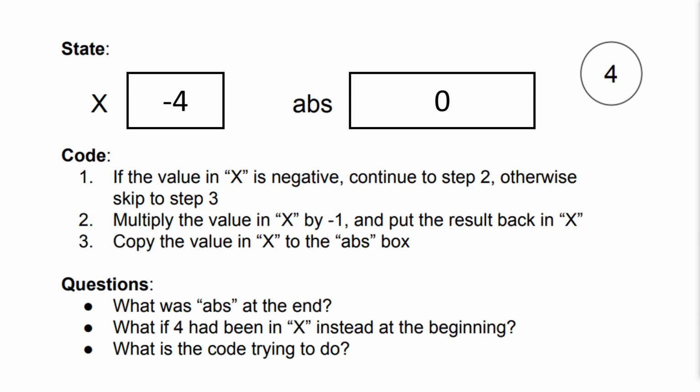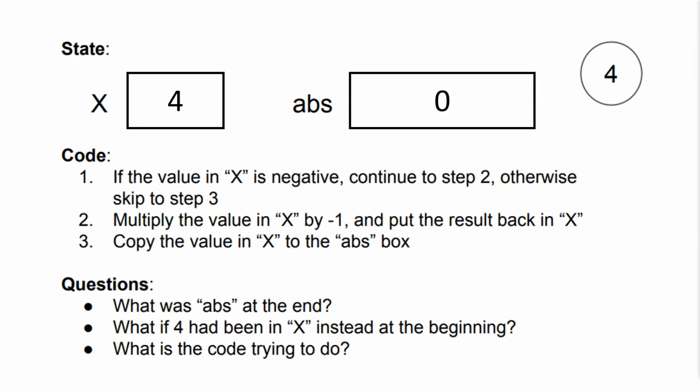So let's go over here. Let me grab the right spot. I need to multiply by -1, and that makes this positive 4. Excellent. Then I'm going to continue on because my first rule of control flow says sequential execution. So now I'm going to do step 3. It says copy the value of x into the ABS box.